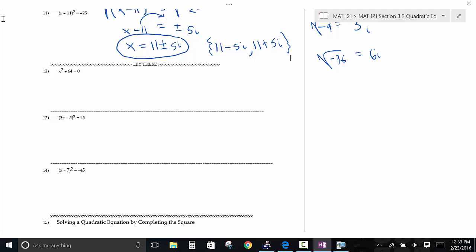Don't forget your plus minus there. Yeah, because we did square root of both sides, because you're always going to get two answers on these problems. So you're doing okay. And then you just need to isolate the x, and you should be able to get that okay.